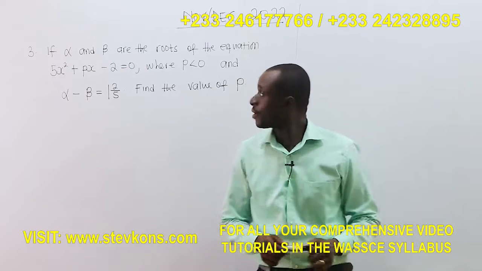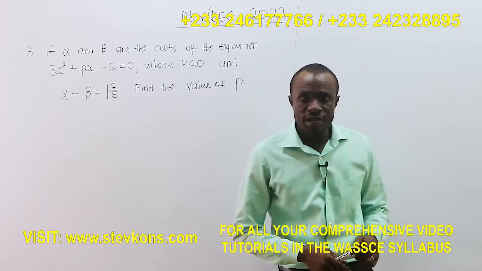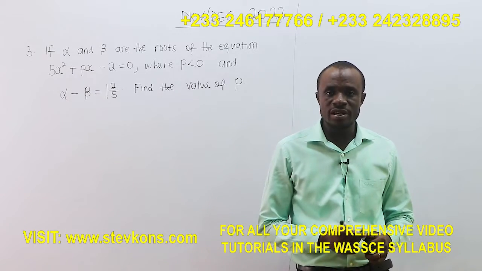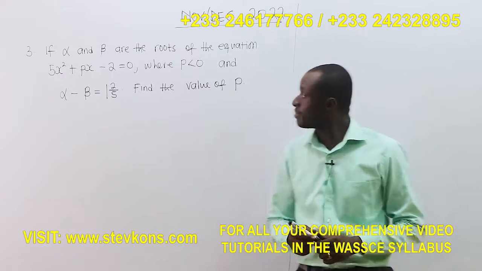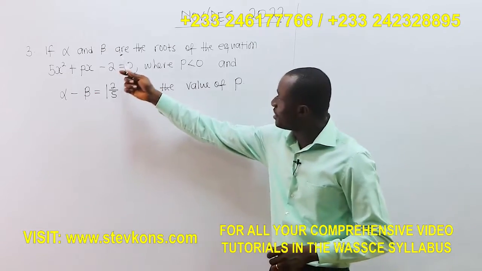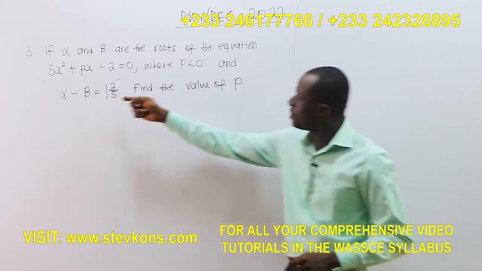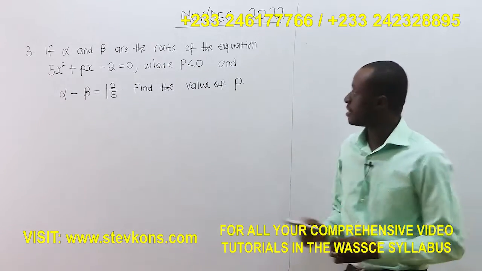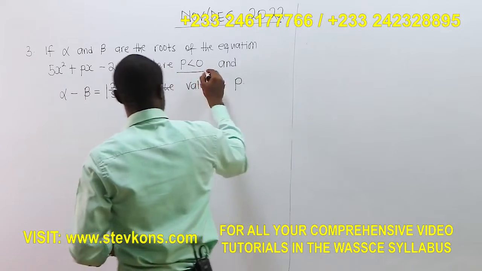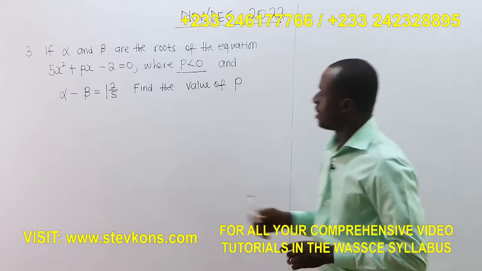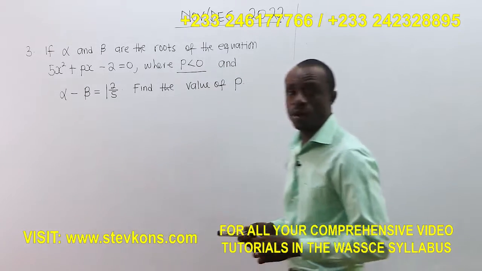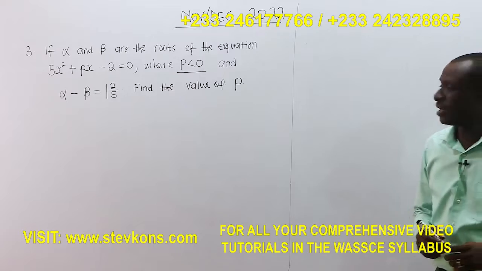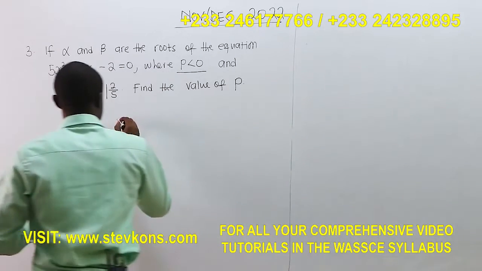Now let's consider question number 3, NOV/DEC 2022, Further Elective Mathematics. If alpha and beta are the roots of the equation 5x squared plus px minus 2 equals 0, where p is less than 0, very important, p is less than 0, and alpha minus beta is equal to 1 and 2 over 5, find the value of p.